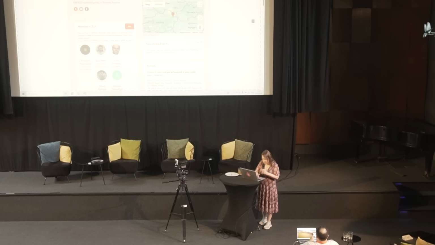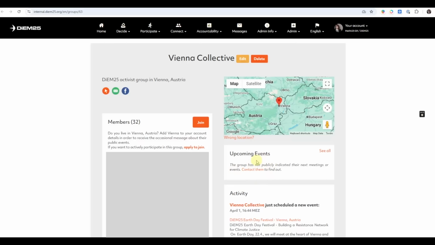The members, obviously the map, upcoming events. You could be putting some of your upcoming events on this group page, and it's actually not even more work. If you add your event to the DiEM calendar, it automatically will appear also for your group, if you said that the group is the organizer. I will say more about the DiEM calendar later because it's really magic.